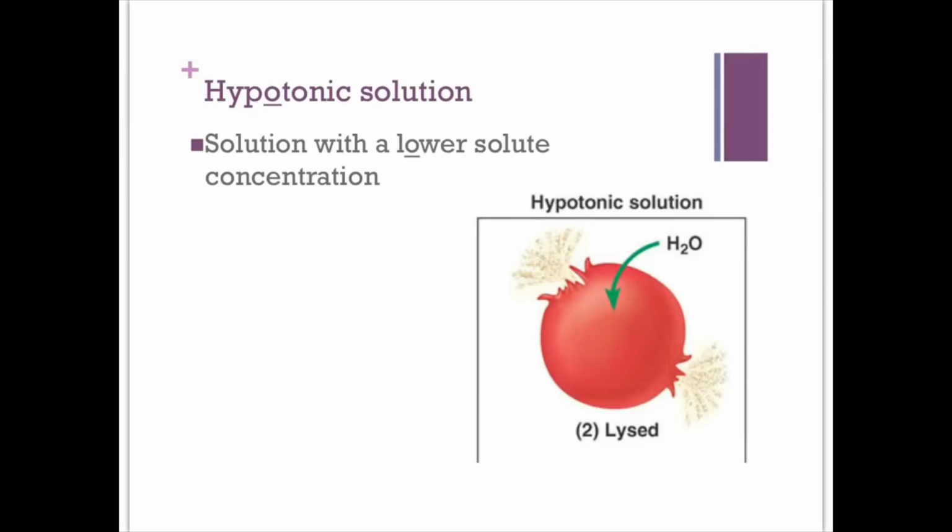So the way I remember hypo, I hear hypo and then I think low. So if my red blood cell is put in a solution that has a lower solute concentration, then that would mean that inside the cell there is a higher solute concentration. Remember, water always moves to dilute, so water is going to move from the lower solute to the higher solute. The issue with this is that if too much water enters, my cells can burst, and that is called cell lysis, or I could say my cell has lysed.